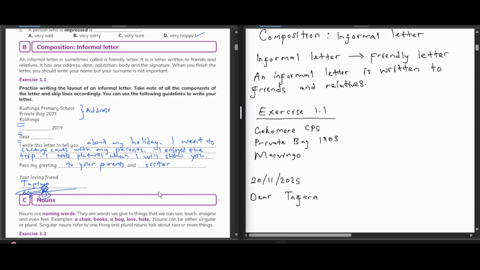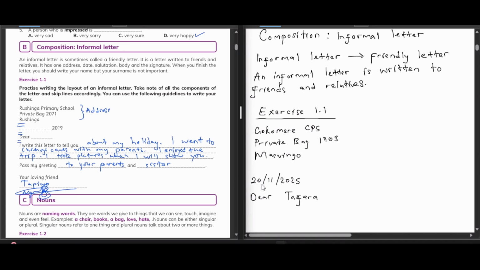Something like that. So you are writing a letter to a friend or relative, explaining what you want to explain in that letter. What's important here is you put down your address. So this particular person is writing from Rushinga Primary School. I am also writing from Kokomere Catholic Primary School. But you can put in your home address, because that's your address.